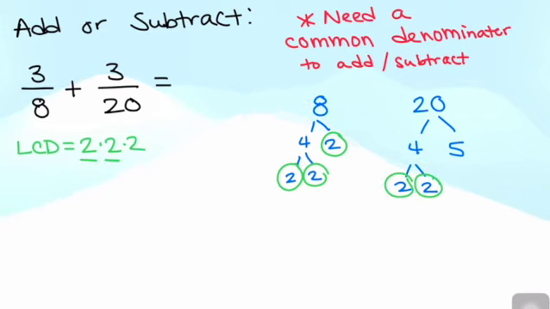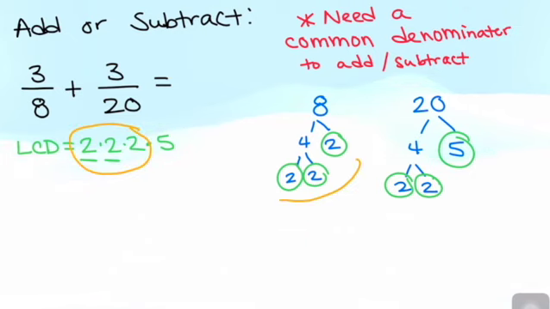Then I move over to the 20, and any numbers that are already written down in my LCD list, I don't have to include. So I notice that I already have 2 2's written down. And so all I'm going to need to include or tack on is that 5. And so now my LCD contains the 3 2's for the 8, and it contains 2 2's and a 5 for the 20. If I multiply those numbers together, I should get 40. So my LCD is 40.